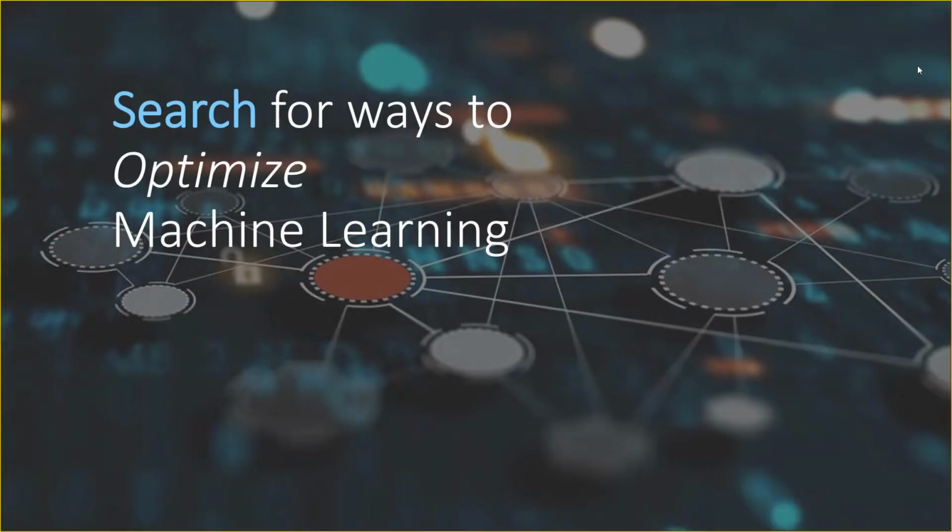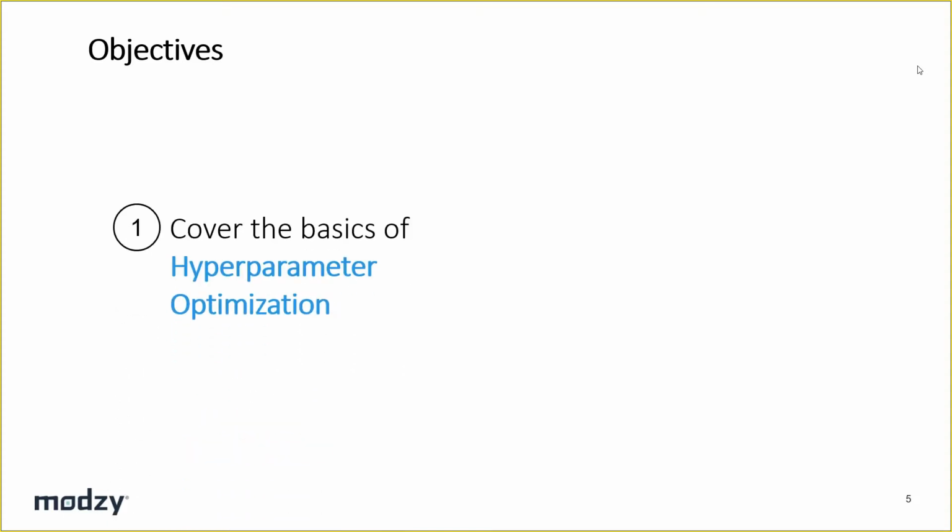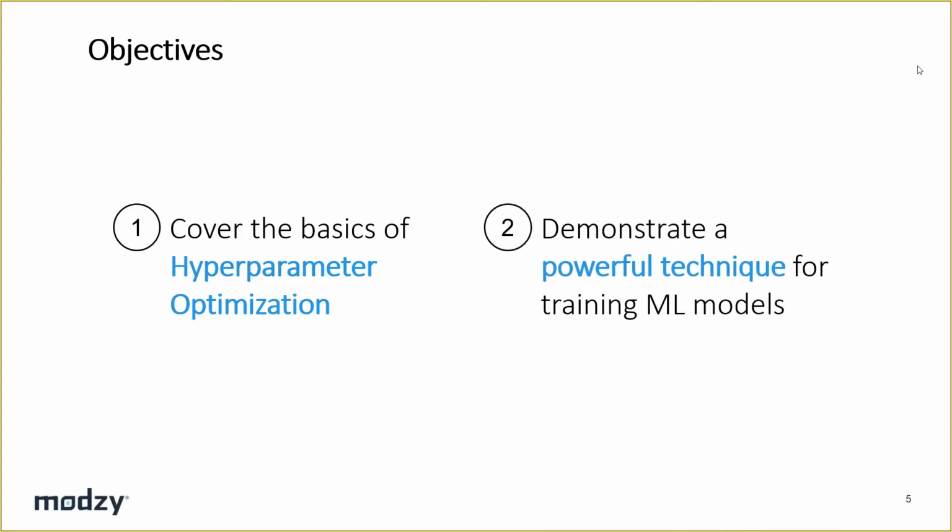Now, one theme to keep in mind throughout this talk is that what we're doing is searching for ways to optimize machine learning. There is a little bit of pun intended there, and you'll see why a little bit later. But ultimately, what we want to do is find a set of parameters that will optimize the performance of our machine learning models. So really, I want to make sure that I relay the information that you need to understand hyperparameter optimization, and then demonstrate how to actually take that to action.